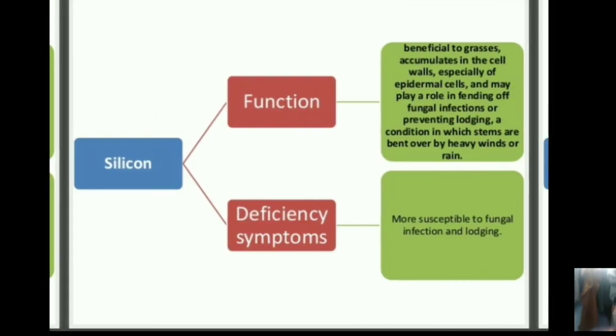When we see the silicon functions, it is beneficial to grasses, accumulates in the cell walls, especially of epidermal cells, and may play a role in fighting fungal infections or preventing lodging, a condition in which stems are bent over by heavy winds or rain. So these are the functions of silicon. In the same way, the deficiency symptoms: they are more susceptible to fungal infections and lodging. Okay, so deficiency of silicon leads to fungal infections.